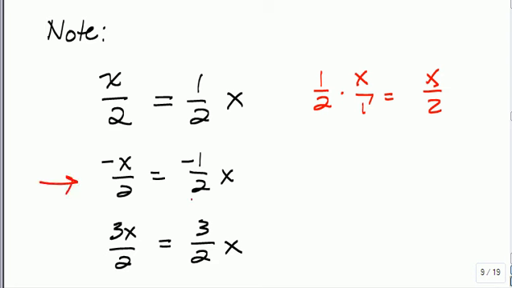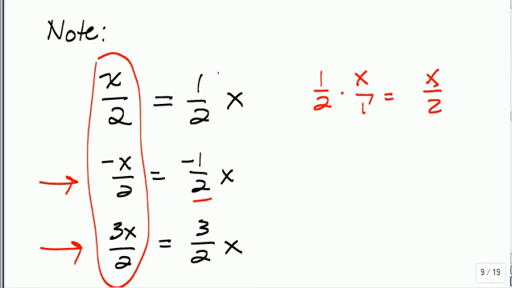Likewise, 3x over 2, you could, if it helps you, view that as 3/2 times x. So I just wanted to point this out. Sometimes we'll see an expression that looks like that, and sometimes we'll see an expression that looks like that. But they both mean the same thing, whether it's written to the left or the right.